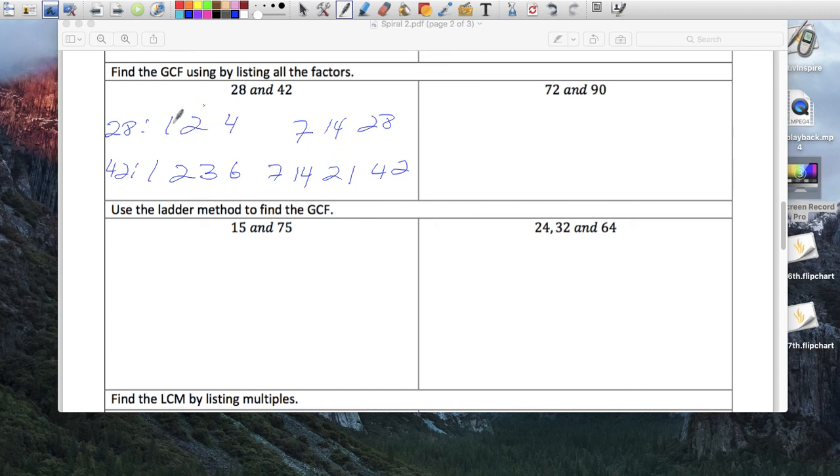Common factors. 1, 2, they share the 2s. They share the 7. So the GCF is 7. It's the biggest of all of them. 72 and 90.